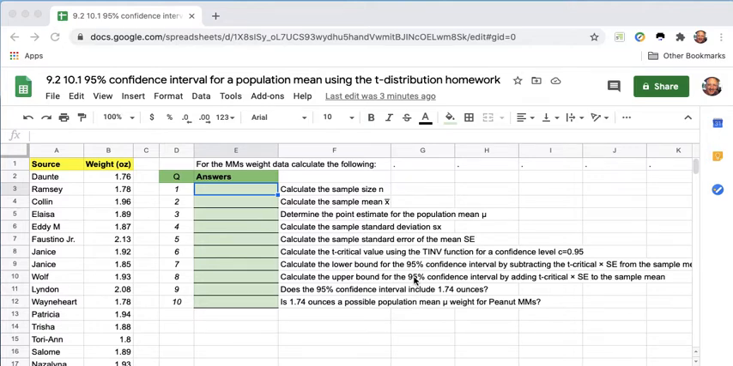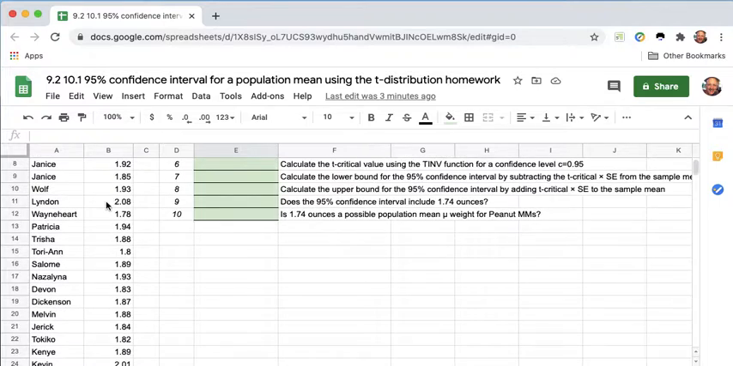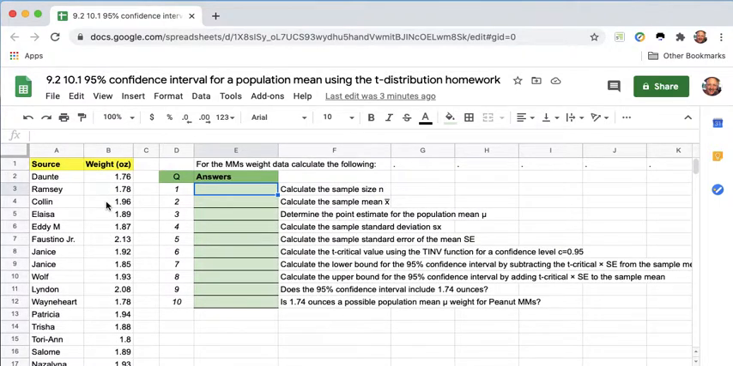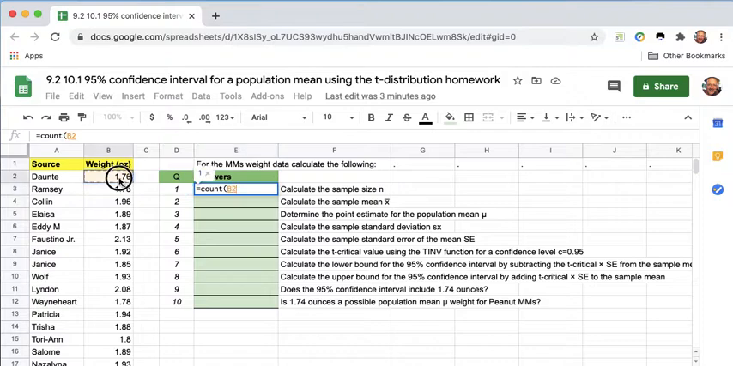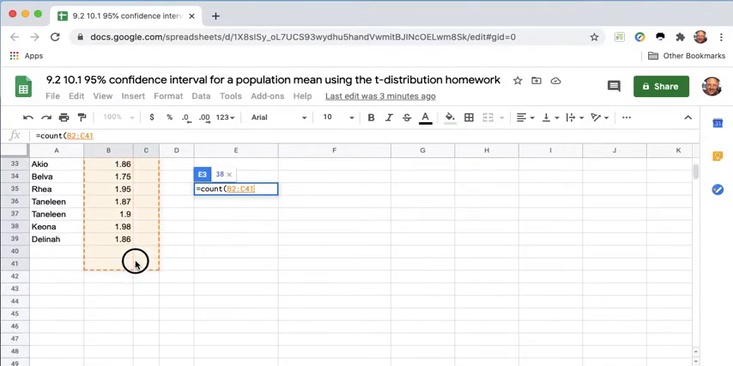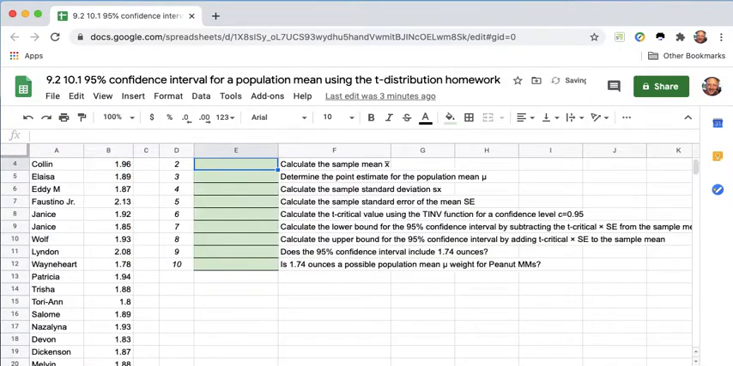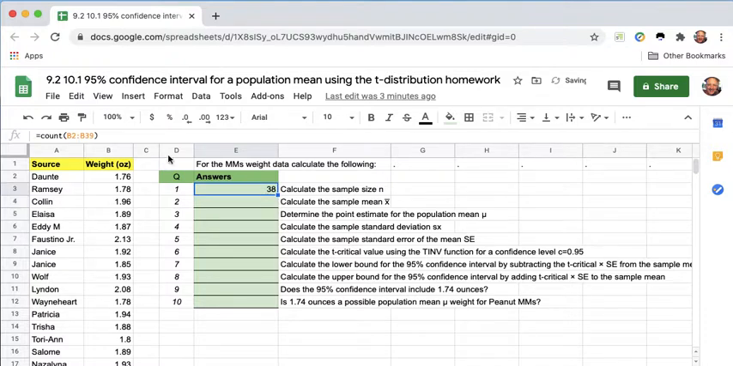In 9.2, we tackle one of the most important set of ideas in the course. The idea that from a single sample, which we can see on the left, we can calculate what the population mean might be. What we have here are bags of M&Ms and their weight. We have measured how many bags of M&Ms? Well, that's the sample size. So let me start by getting that. We've got 38 bags of M&Ms.